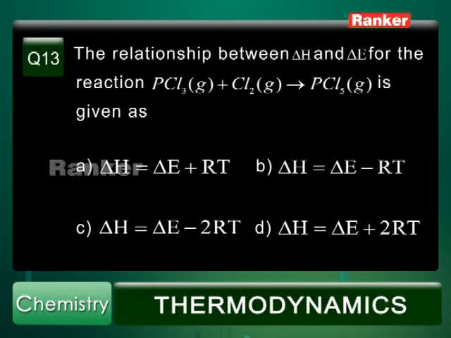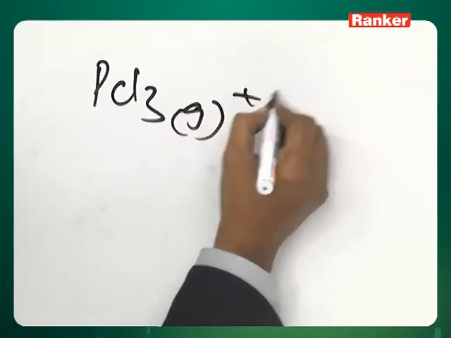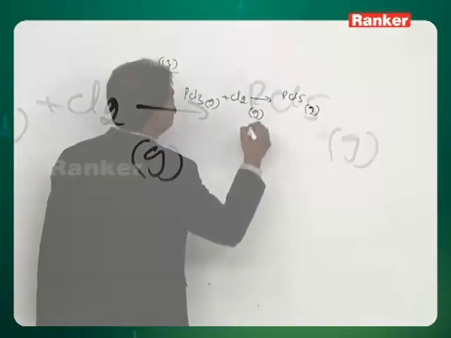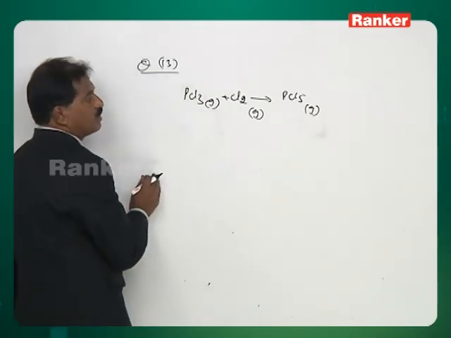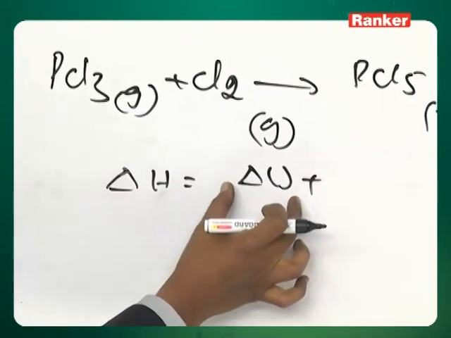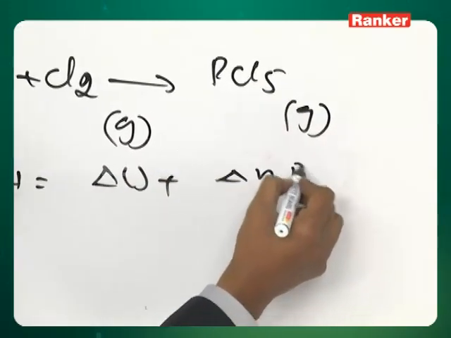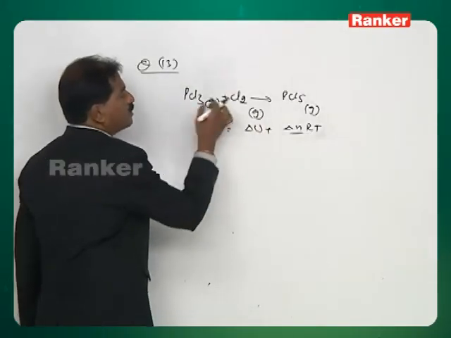Question number 3. The relation between enthalpy change and internal energy change for the reaction PCl3 plus Cl2 gives PCl5 is. I will represent the reaction PCl3 plus Cl2 gives PCl5. Here for this reaction we want the relation between enthalpy change and internal energy change. The expression which shows the relation between enthalpy change and internal energy change is enthalpy change is equal to del U plus del n RT, where del n is the number of moles of the gaseous state products and reactants.